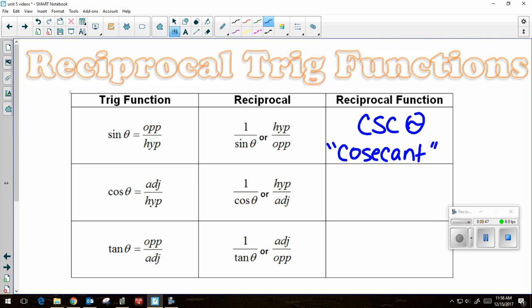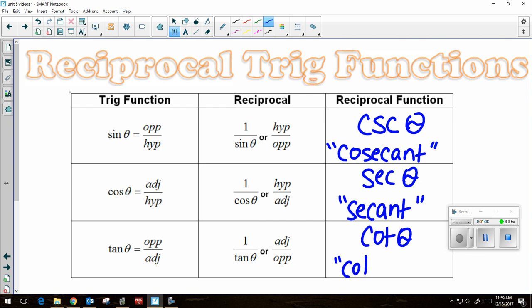Cosine theta, that reciprocal is secant theta. And its abbreviation is SEC. So 1 over cosine is secant theta. Tangent theta, or the reciprocal of tangent theta, is cotangent theta. And the abbreviation is COT.